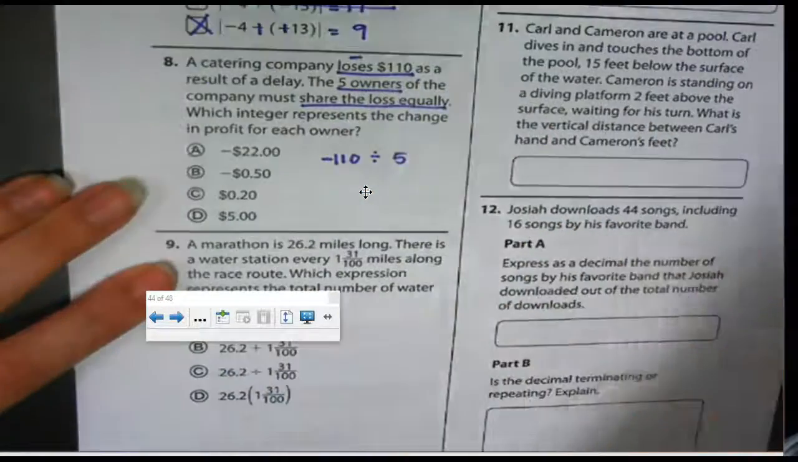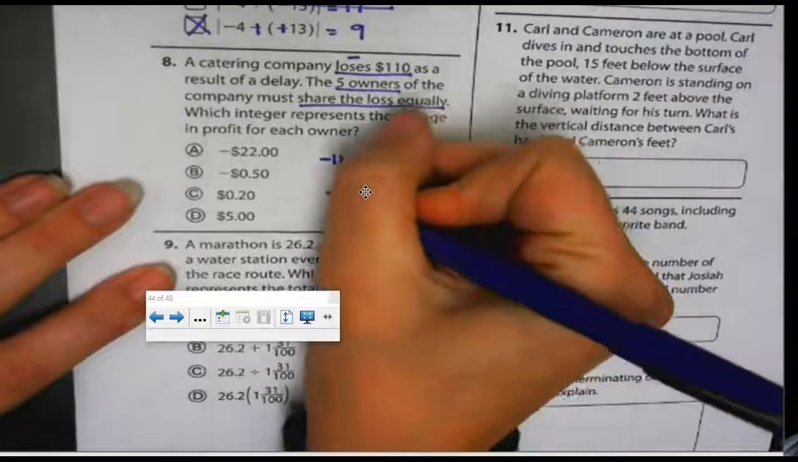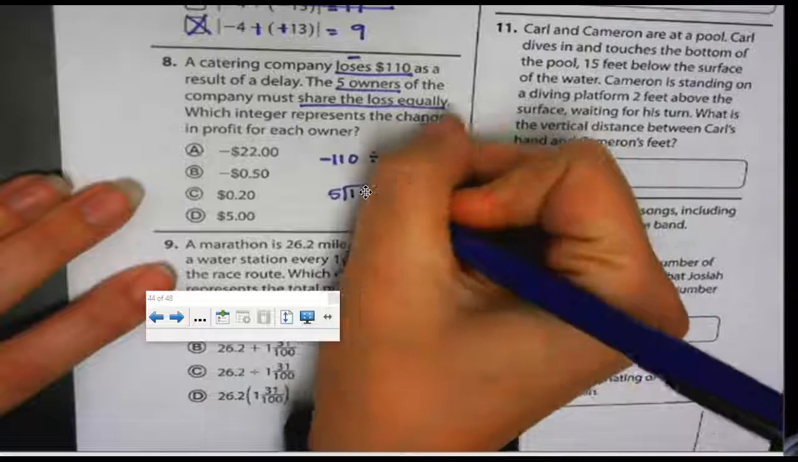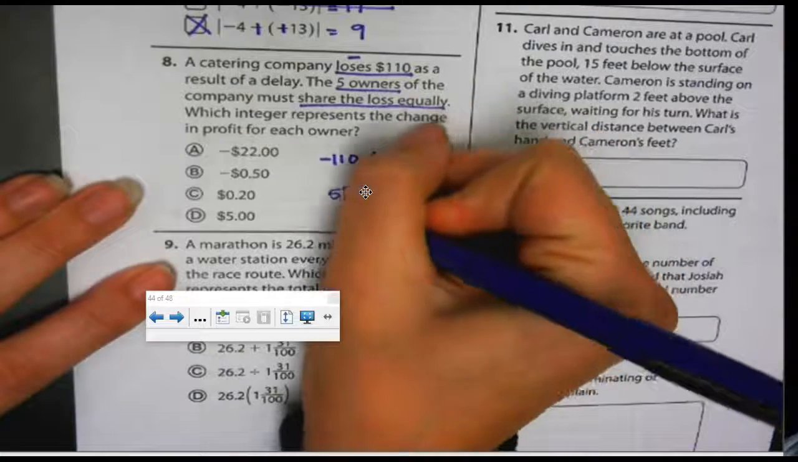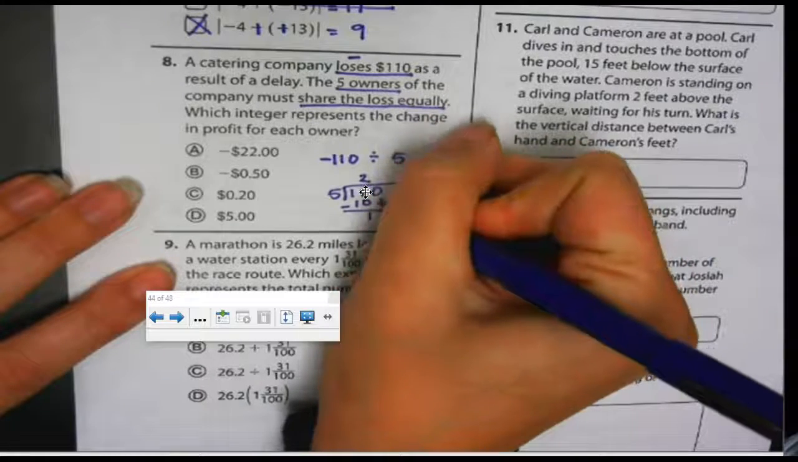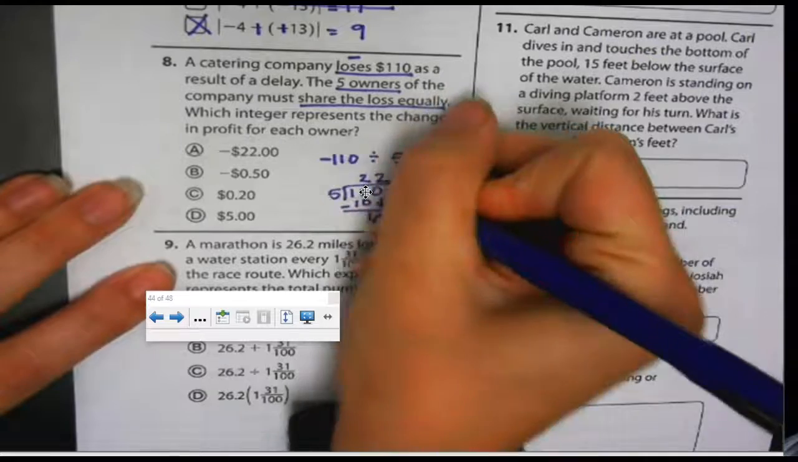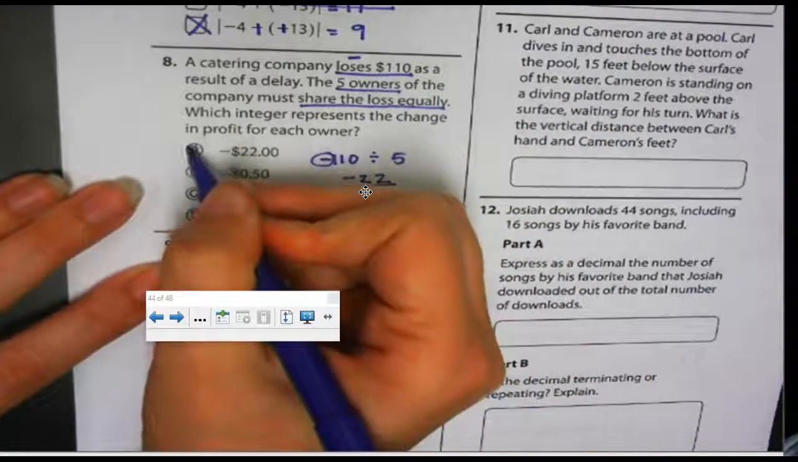You can't have negative 5 owners. So I would do 110 divided by 5. 5 can't go in 1, but 5 can go into 11 2 times. I subtract. I get 10 and 1, bring down. I get 22. And again, it's a negative 22, so my answer would be A.